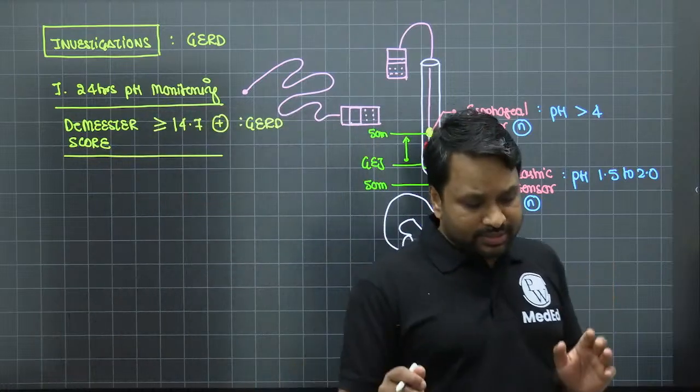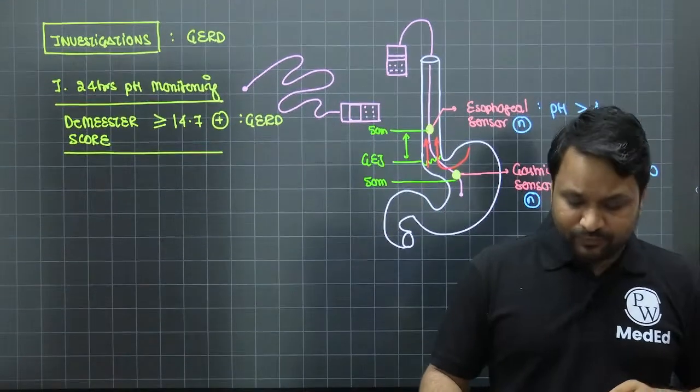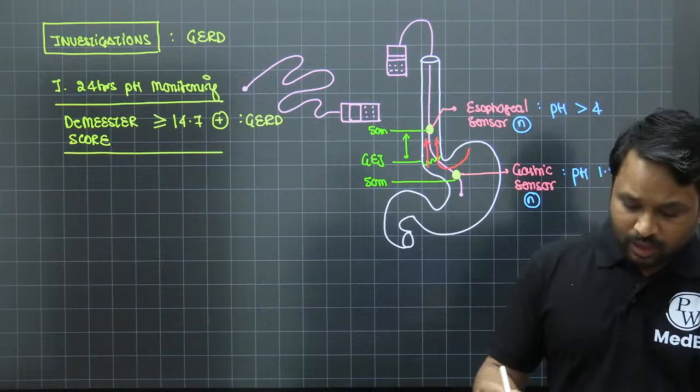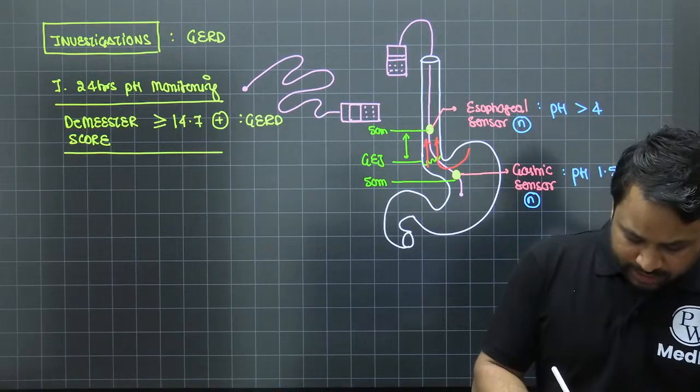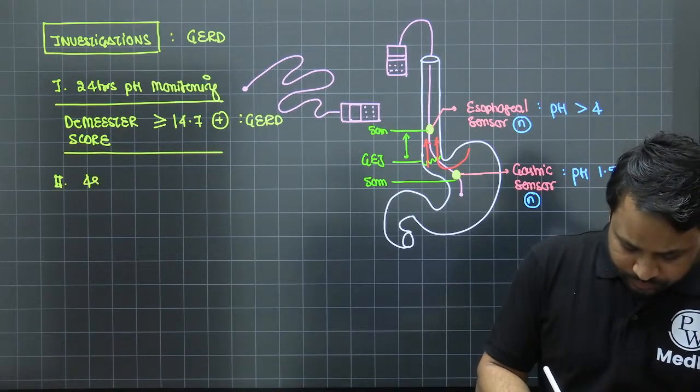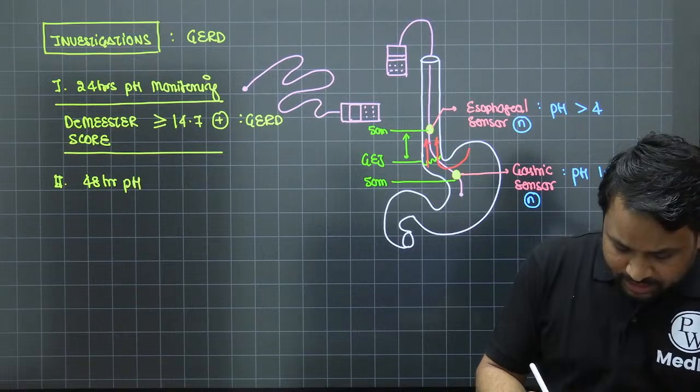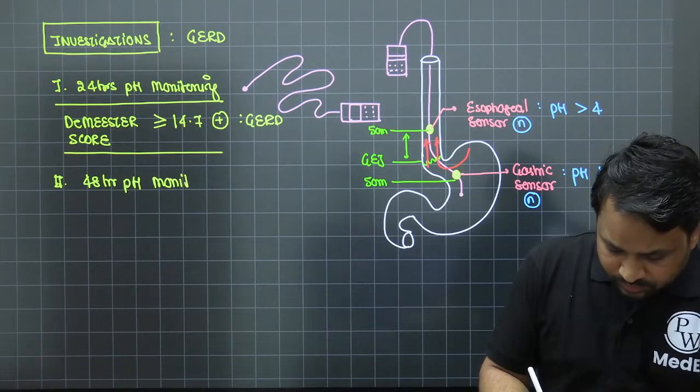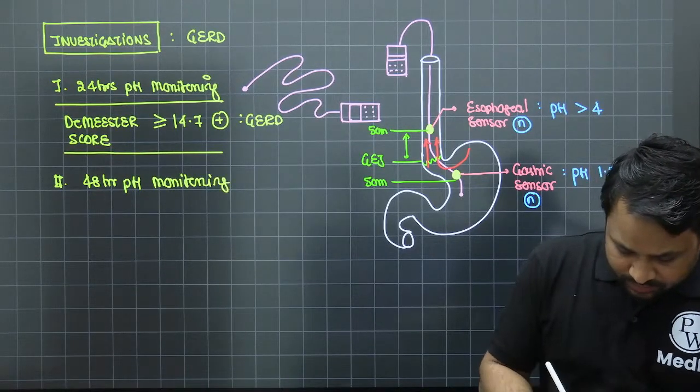ठीक है, so this is what we call a 24 hours pH monitoring. Now आज के डेट पे there is 48 hours pH also. We have 48 hours pH monitoring. We have 72 hours.